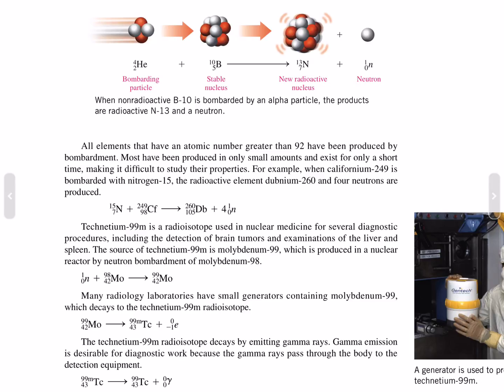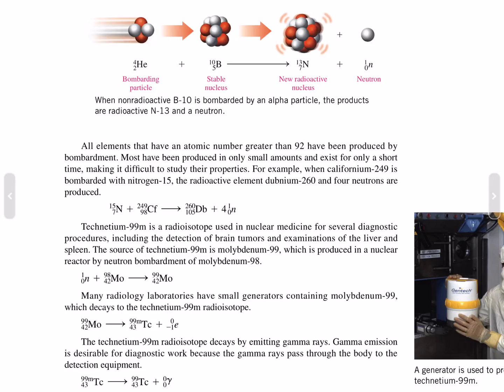All elements that have atomic number greater than 92 have been produced by bombardment. Most of these have been produced only in small amounts and exist only for a short time, making it difficult to study their properties. For example, when californium-249 is bombarded with nitrogen-15, the radioactive element seaborgium-260 and 4 neutrons are produced.